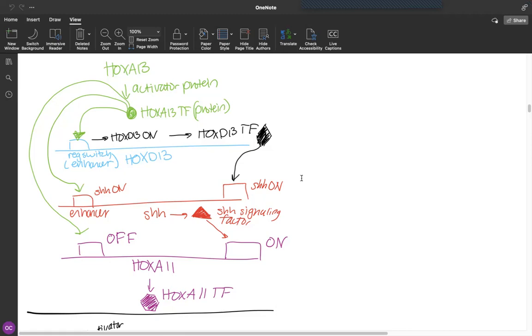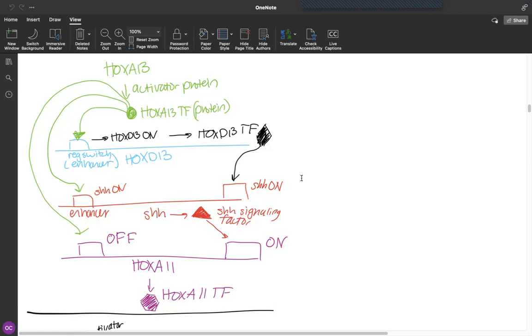Okay, Sonic Hedgehog. So again, HOXA13 transcription factor in green binds to Sonic Hedgehog enhancer, turning Sonic Hedgehog on. But we also need the HOXD13 transcription factor to bind to the promoter. And then from this, so we've got two enhancers here and two transcription factors binding to those enhancers. Then that turns Sonic Hedgehog on so that it can produce the Sonic Hedgehog signaling factor protein.